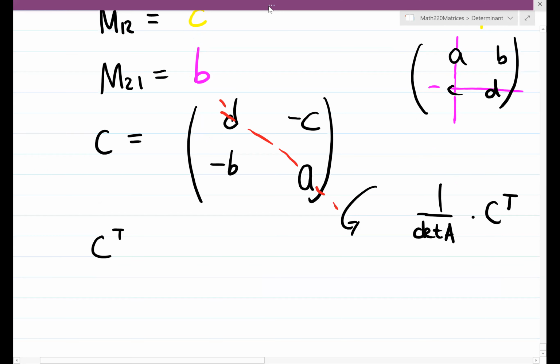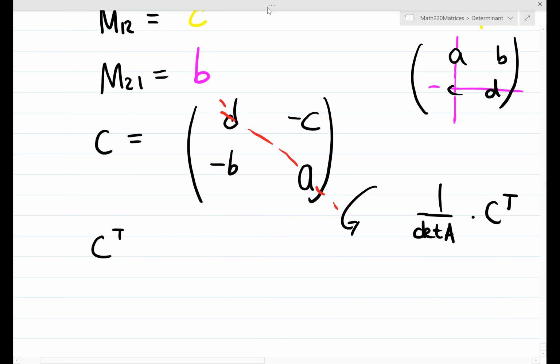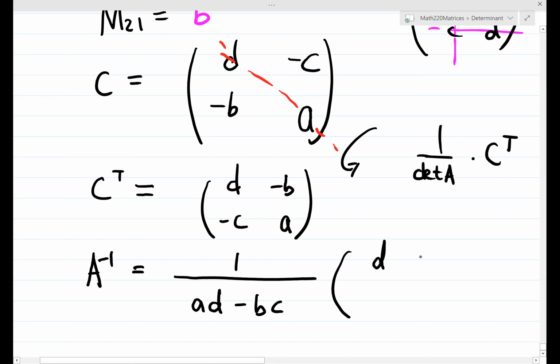Finally we get C transpose. C transpose will be D, A kept fixed. Negative C, negative B, they switch with each other. So A inverse will be 1 over determinant A, and remember, determinant A is AD minus BC. Now C transpose will be D, A, negative B, negative C. Then we're done.